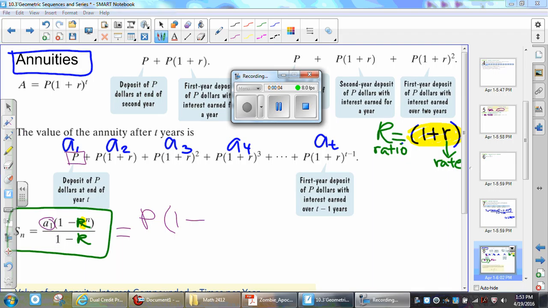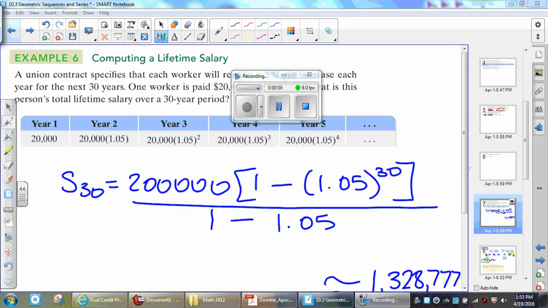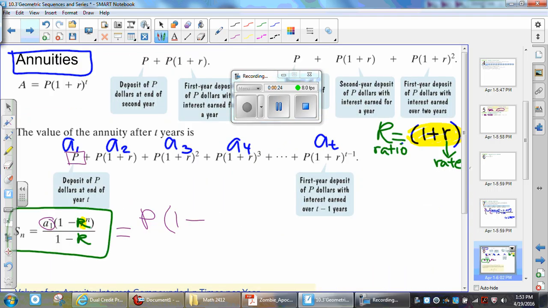Section 10.3 part 2. We left off with this problem, so here is the way you will substitute it. I suggest you use the fraction tool on your calculator, enter it like that, and then the correct answer is 1,328,777.